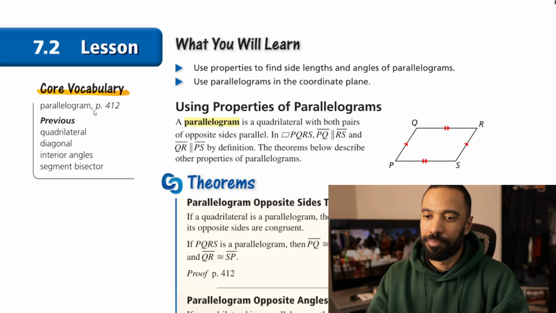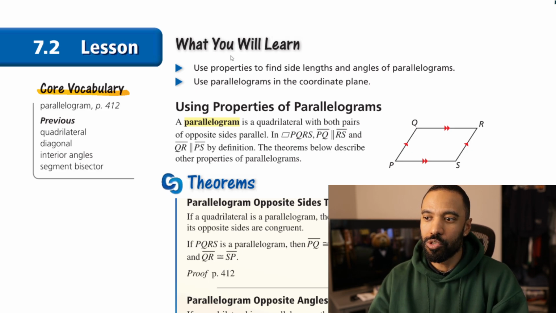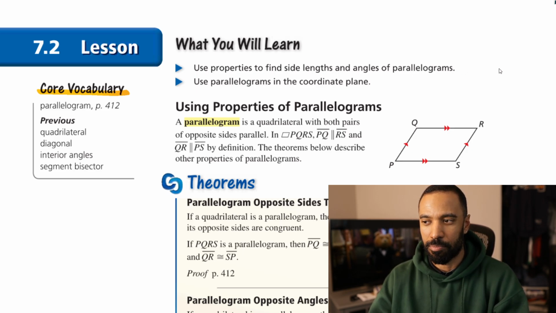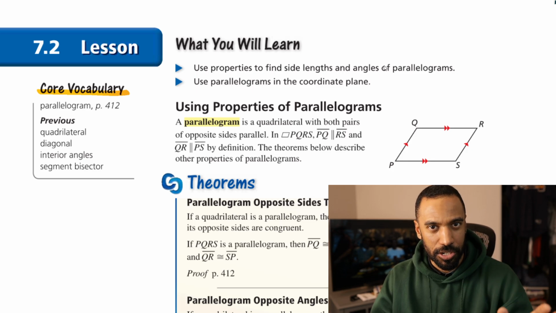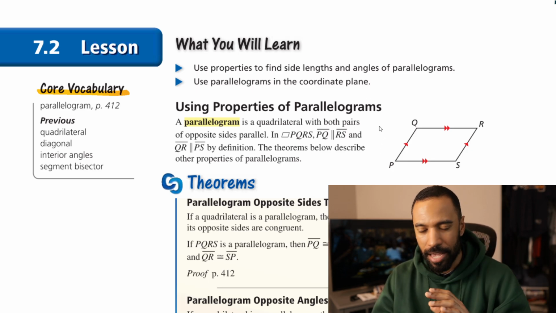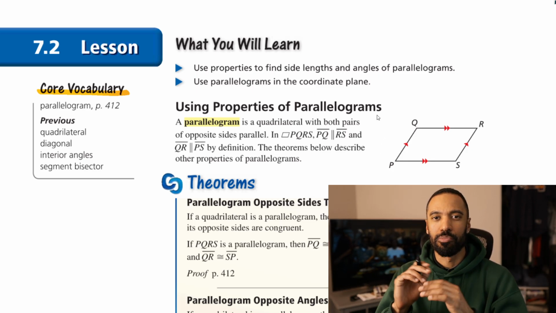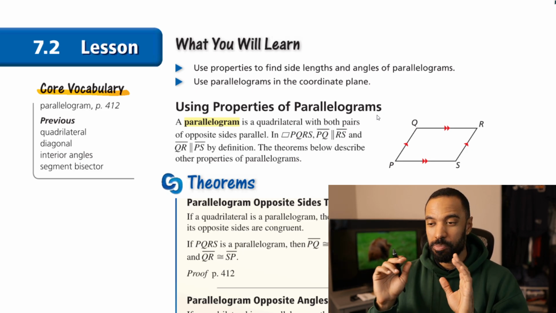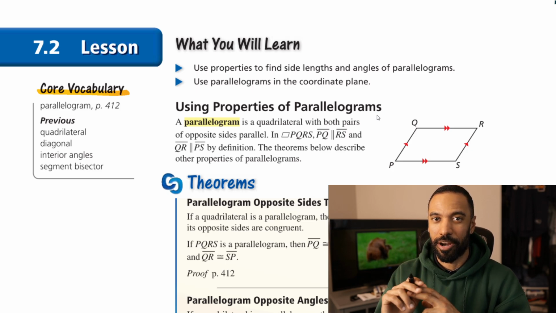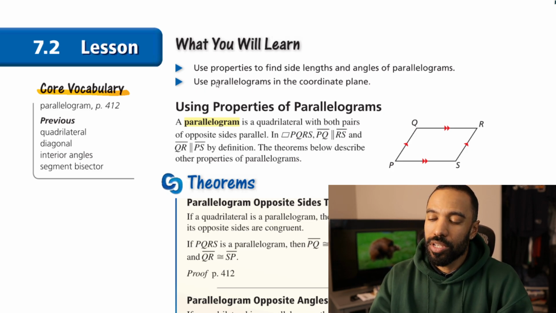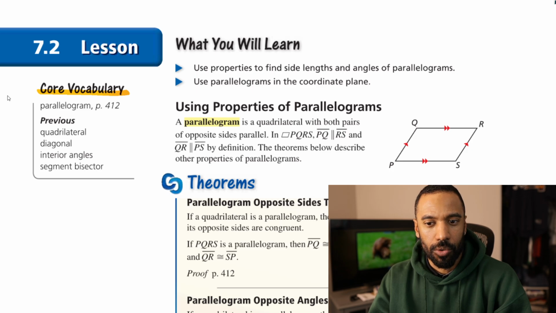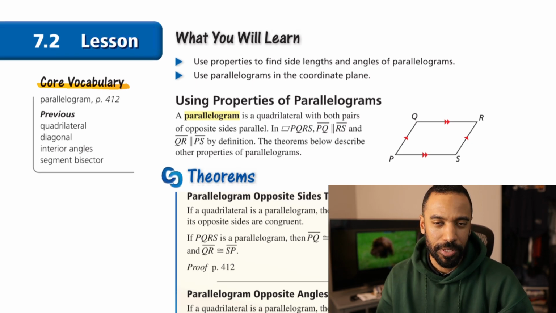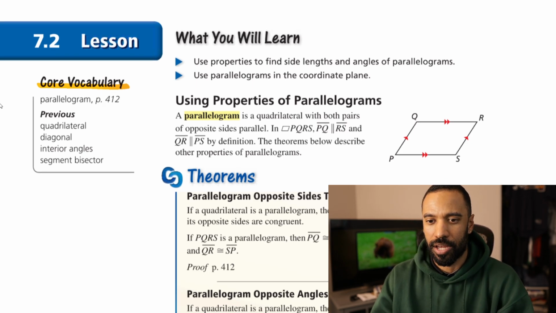Let's look at core vocabulary, parallelogram. We're going to use properties to find side lengths and angles of parallelograms. Parallelograms have a definition to them, but as we've learned some things with triangle proofs, there are more things that are true about parallelograms just because the sides themselves are parallel, and we're going to find out what they are. We're also going to use parallelograms in the coordinate plane. So once we know what they are by definition, we can probably use it based on how we know how to do some things on graphs.